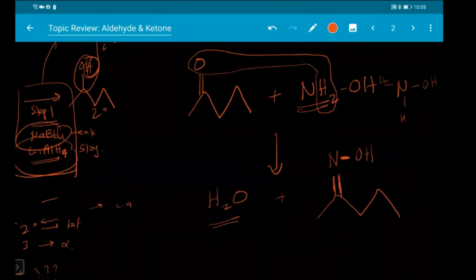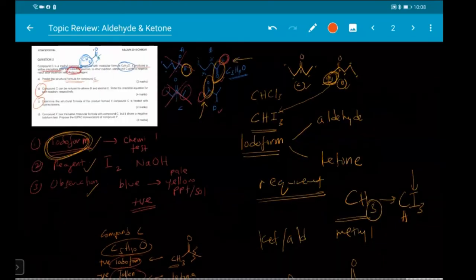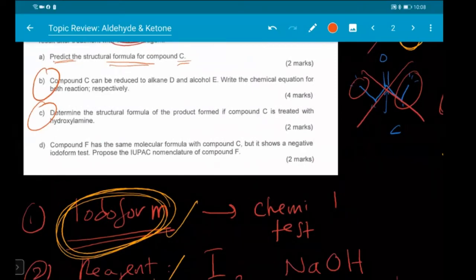Terima kasih. Alright, condensation it's quite straightforward. Alright, condensation dah settle. Compound F has the same molecular formula with compound C, but it shows a negative iodoform test. Propose an IUPAC name nomenclature of compound F.